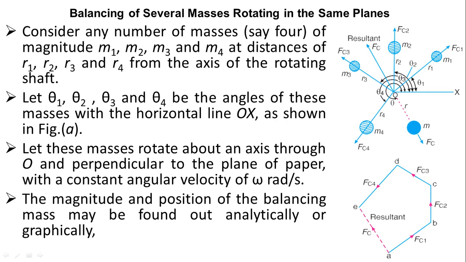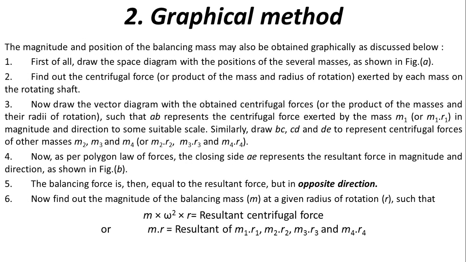space diagram. You can see this is the space diagram. So with the given values, whatever value will be given with the angles and with radius and all, you have to first draw the space diagram, that is these positions, initial positions. Then once you get the space diagram, then you have to find out the centrifugal force value, that is same thing what you have done in the analytical method also. So that is product of mass into radius, m into r.